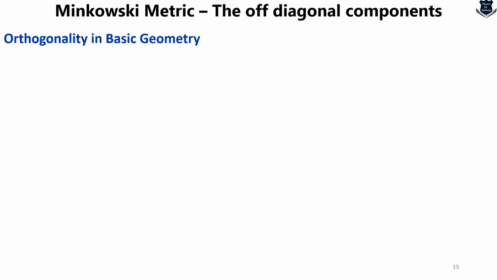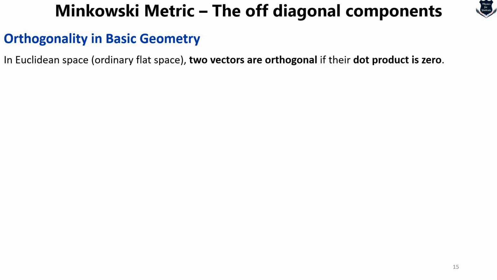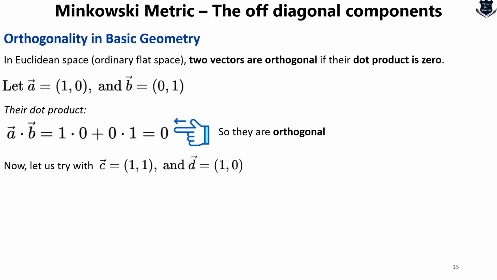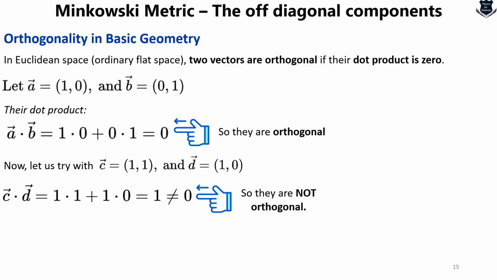I would like to explore the meaning of orthogonality in basic geometry. So in Euclidean space, or say flat space, two vectors are orthogonal, for example, when their dot product is 0. Very simple. We take A (1, 0) and B (0, 1) and calculate the dot product, which gives you a value of 0. So that means they are perpendicular, orthogonal. Now if I take another pair of vectors, say (1, 1) and (1, 0), and calculate the dot product, you get 1. That means it is not equal to 0, so they are not orthogonal to each other.